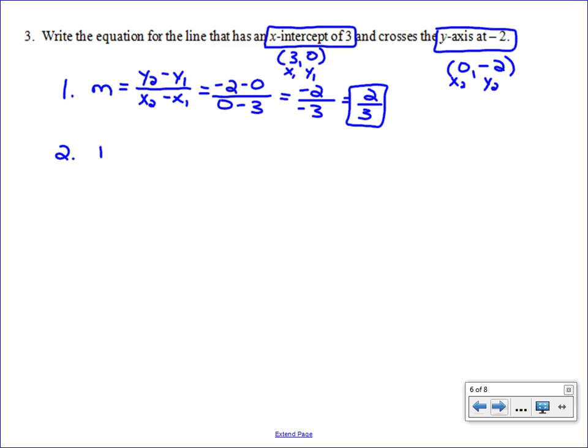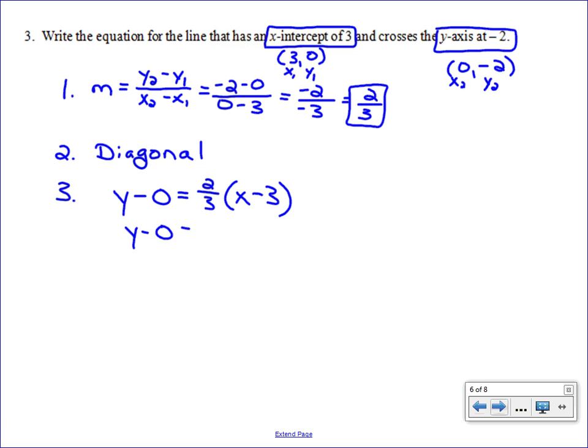Again, we have a diagonal line. With a diagonal line, we want to start with the point slope form. So we have y minus y1, which in this case is 0, equals 2/3, and then in the parentheses, x minus 3. Now right away, some of you are going to be panicking with a fraction, but just leave it as 2/3. When you multiply 2/3 times x, we get 2/3 x.